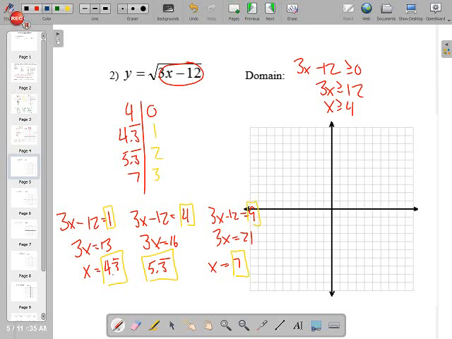So 4, 0. 4.3 is at 1. 5.3 is at 2. And 7 is at 3. So it looks like this. This one's been stretched out a little bit. But it's still a parabola. We just don't draw the second half.